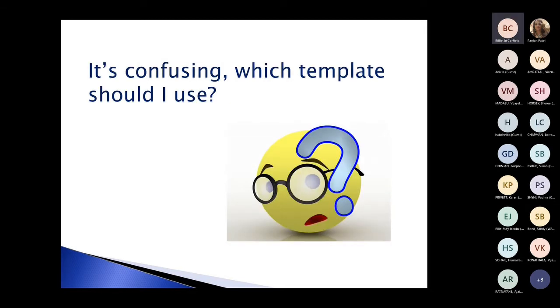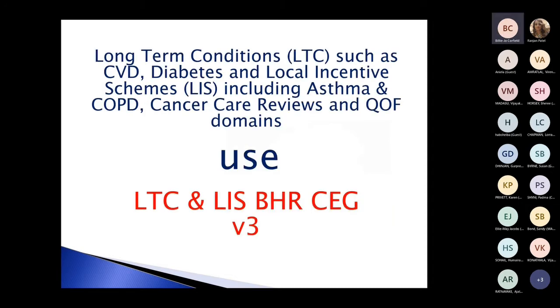So we know it's confusing which template you should use. For long-term conditions such as CVD, diabetes and local incentive schemes, including asthma, COPD, cancer care reviews and all the QOF domains, if you're on Resource Publisher, please use our LTC and LIS BHR CEG version 3 template. If you're not on Resource Publisher, then you will have the individual templates that have been sent by us.